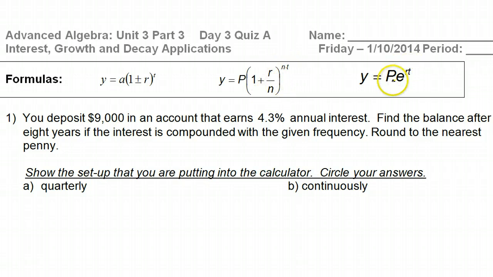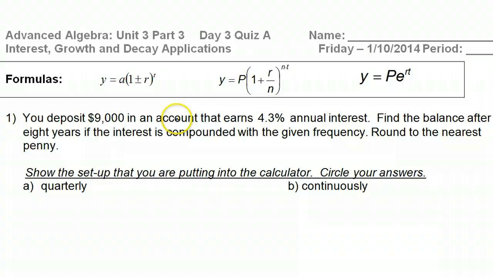This is the formula that we use for compound interest, but when you are compounding continuously. And these two formulas are the ones we use for general growth with the plus or general decay with the minus. So that's our first task.